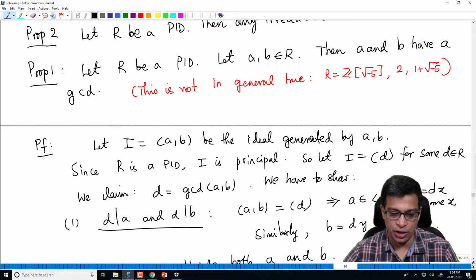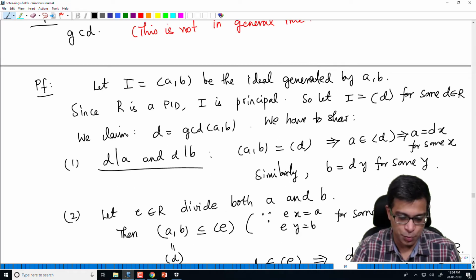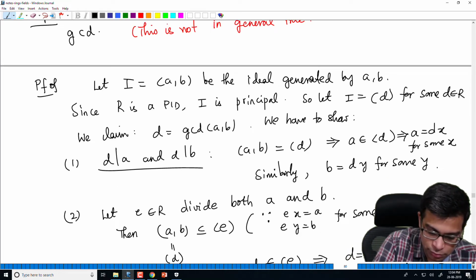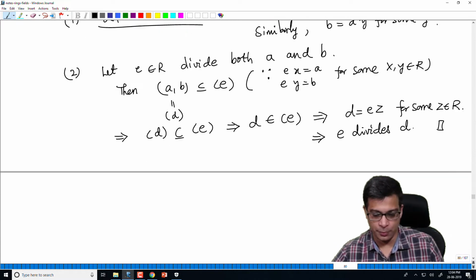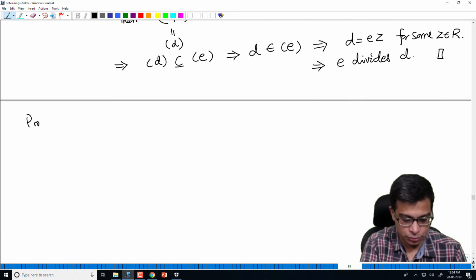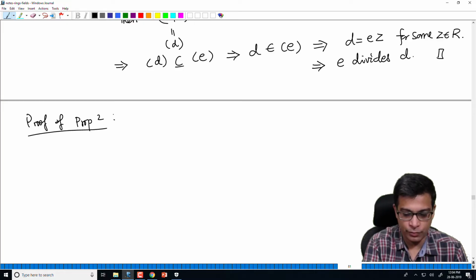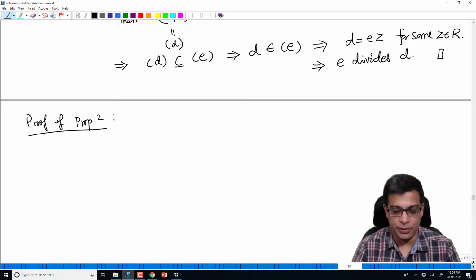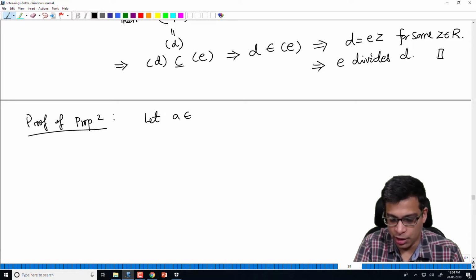Now I am going to prove the second proposition. So this is the proof of proposition 1, and now I will do the proof of proposition 2. Remember, proposition 2 said in a PID every irreducible element is prime. So let A in R be irreducible.